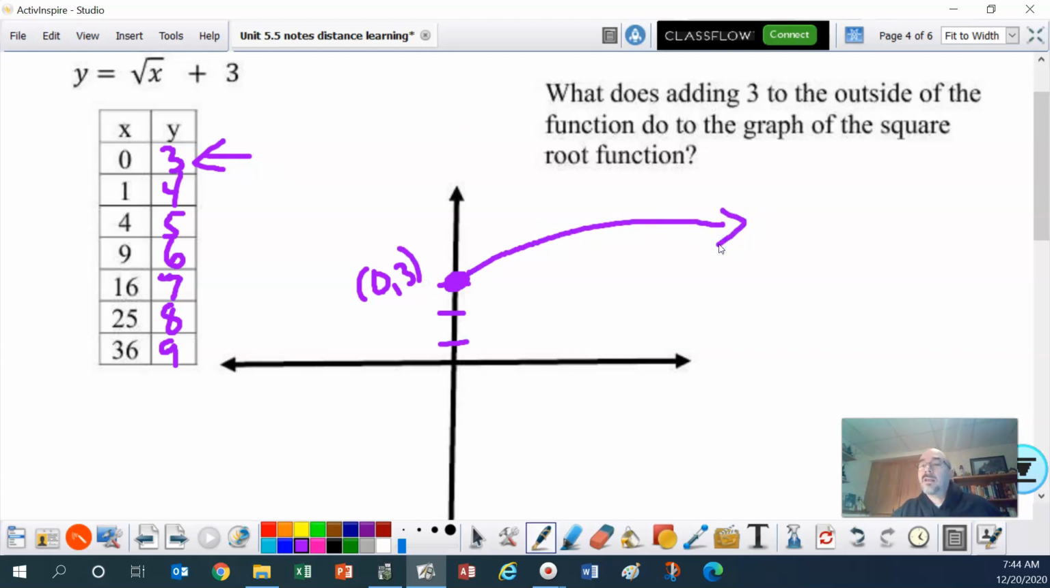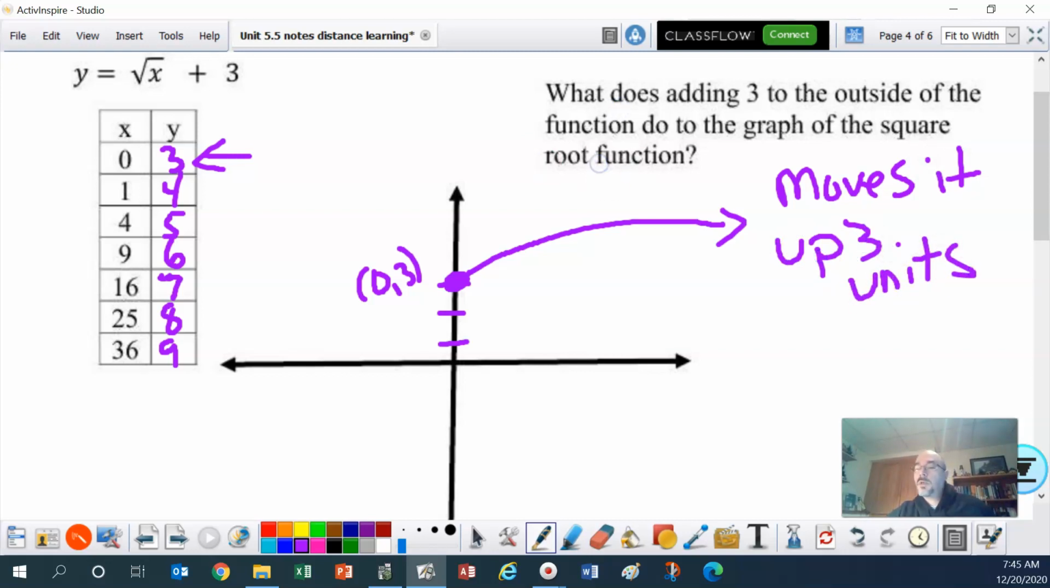So what does adding 3 to the outside of the function do to the graph of the square root function? Well, it moves it up 3 units. Remember, that's called a translation, a slide. It slid up 3 units. Okay, let's do another one.